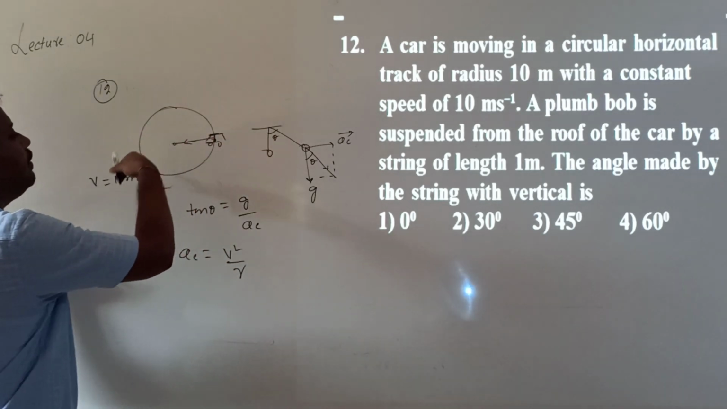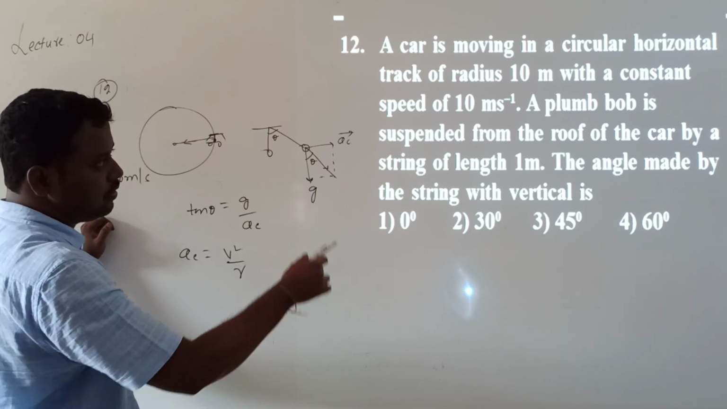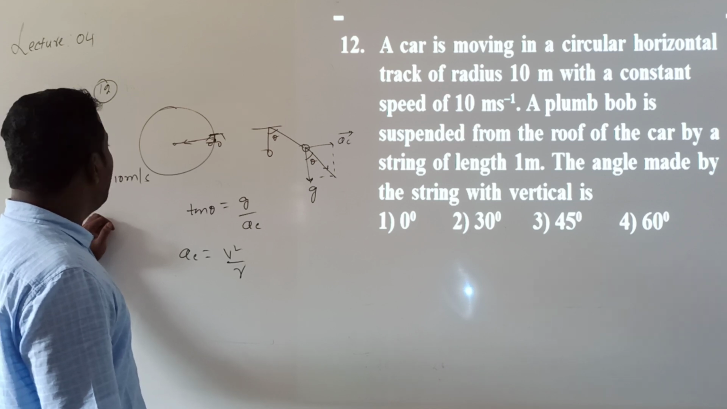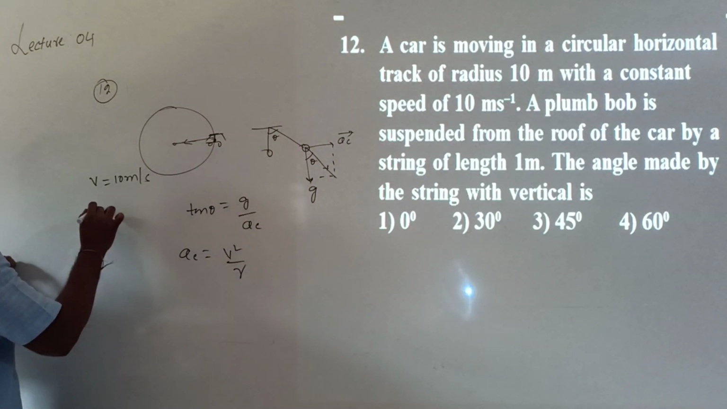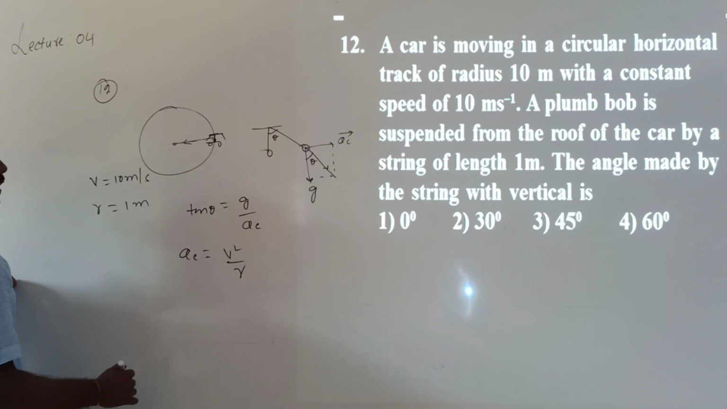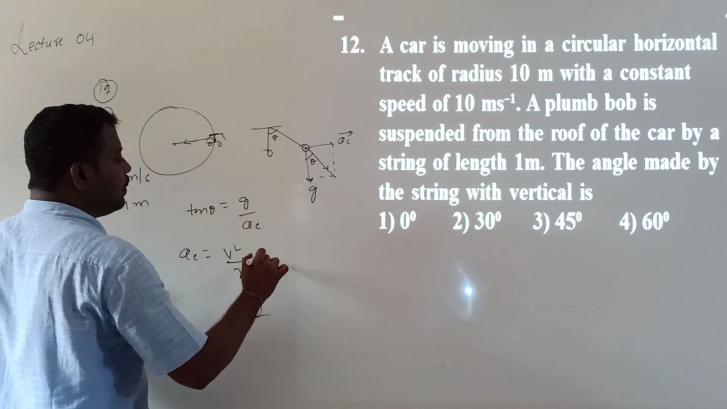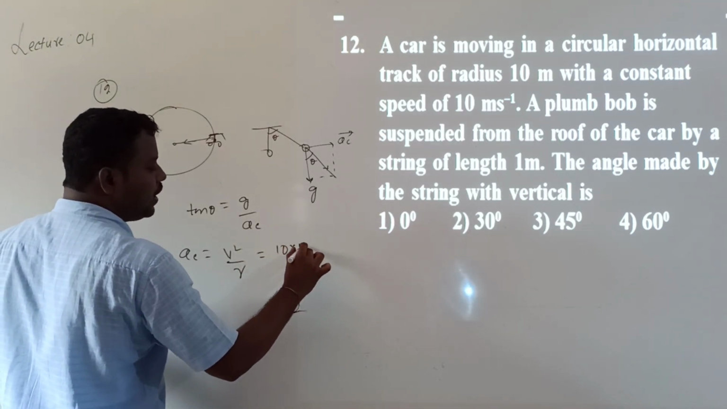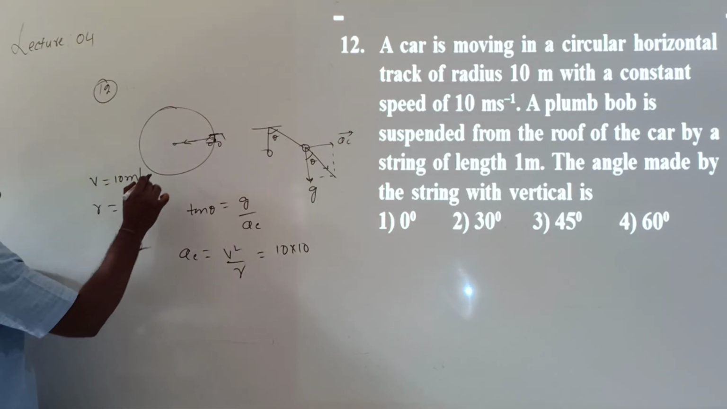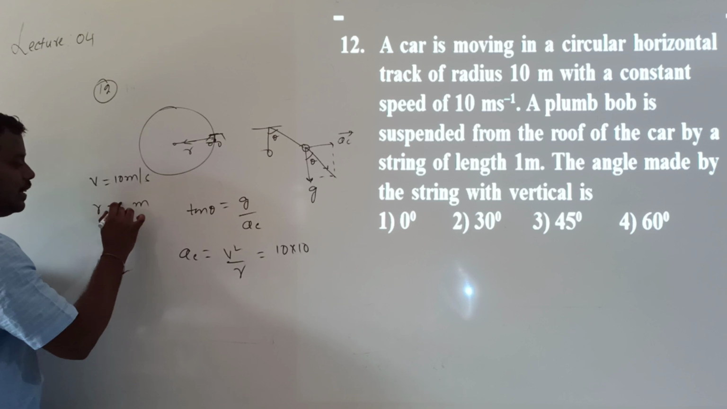That is the speed on the circular track on which the car is moving. And what is the length they have given? Suspended from the roof of a car by a string of length 1 meter. This is the string length. But one more important point here: R is not 1 meter, because R is the radius of the circular track on which the car is moving. So what is the radius value given? That is 10 meters.